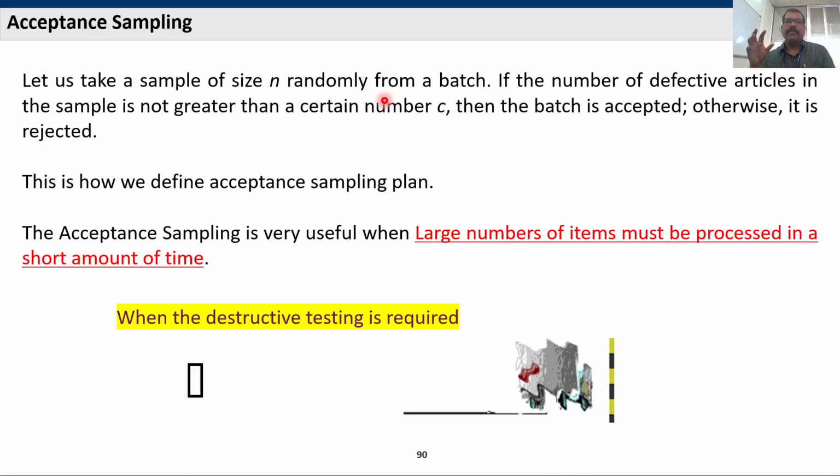So based on that, we are able to fix the threshold value. Then when we are doing the acceptance sampling, if it is above, reject; below means we can accept. This is how we define the acceptance plan.